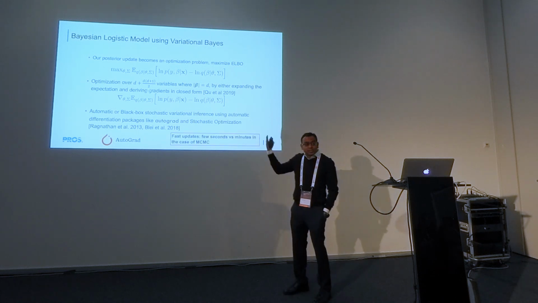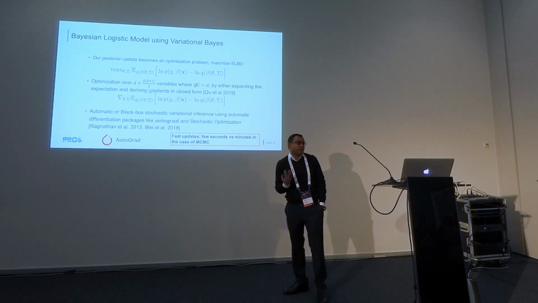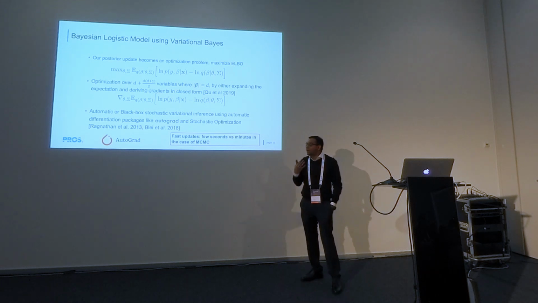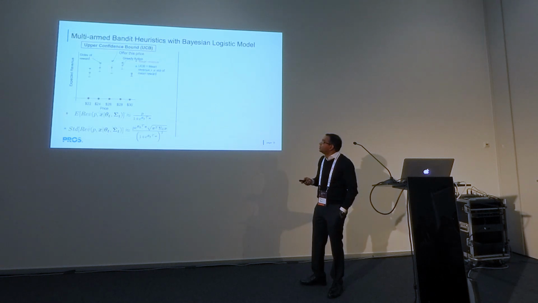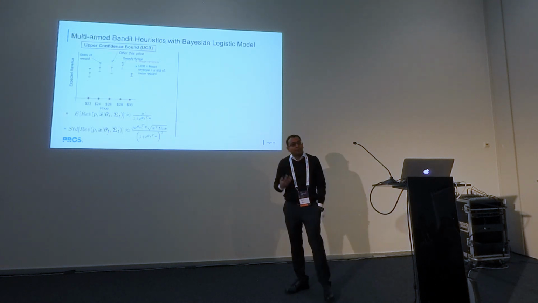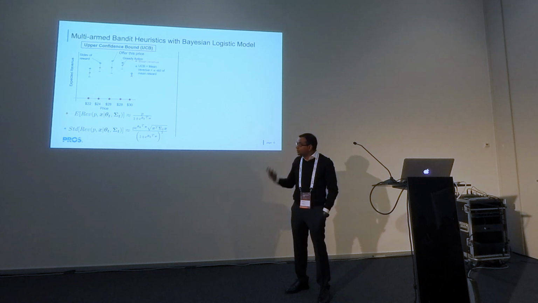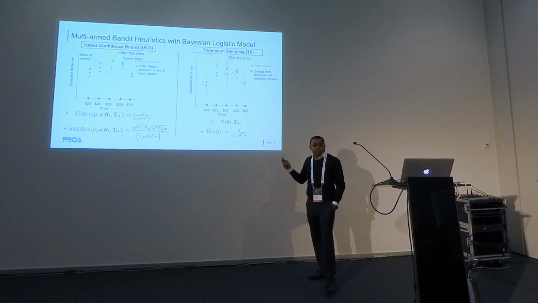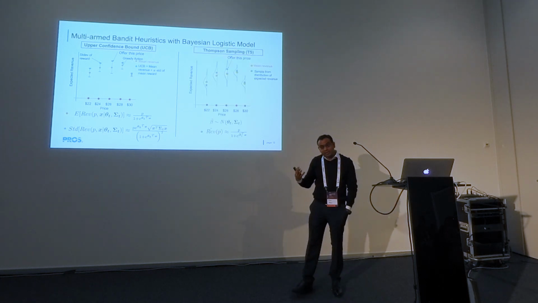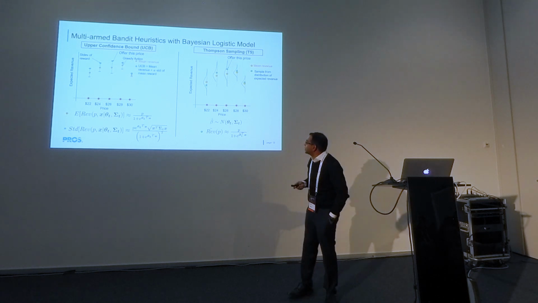So this procedure gives you very fast updates, a few seconds as compared to minutes in the case of MCMC. Okay, so once you have this posterior update procedure, you could apply your multi-armed bandit algorithms. All these expressions are available because you have the full distribution of your parameter available to you. So either you can implement UCB or you could implement Thompson sampling, which is in practice quite data efficient.